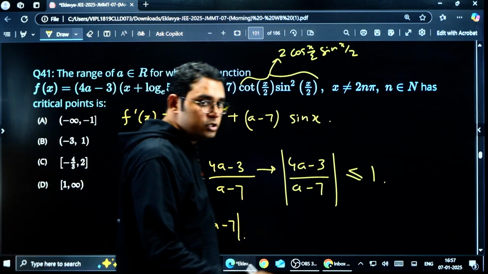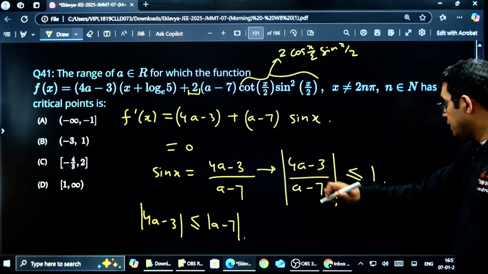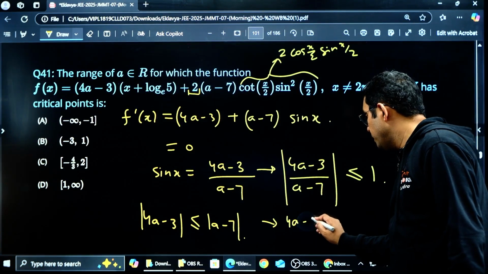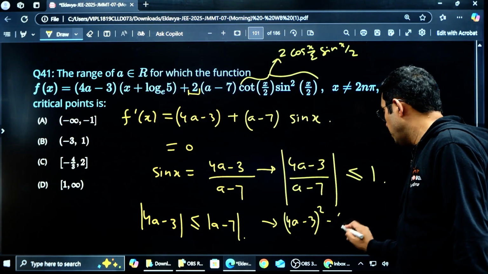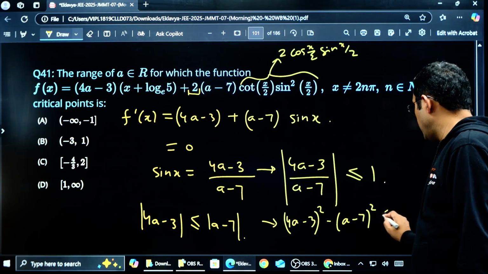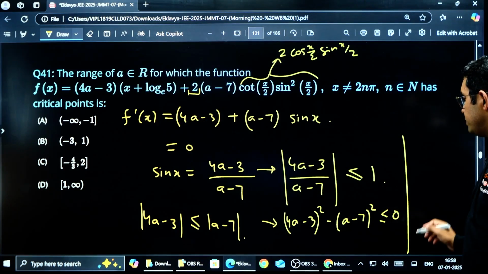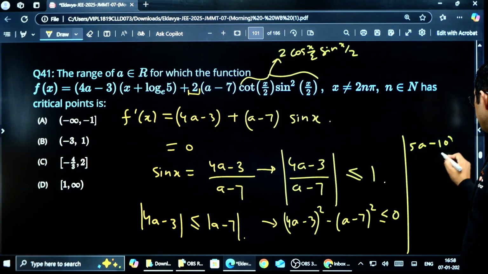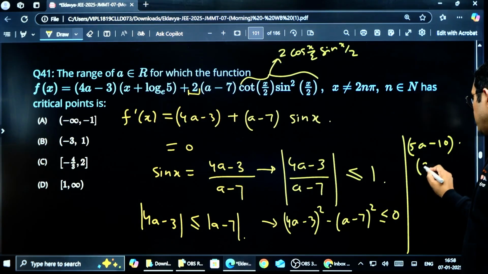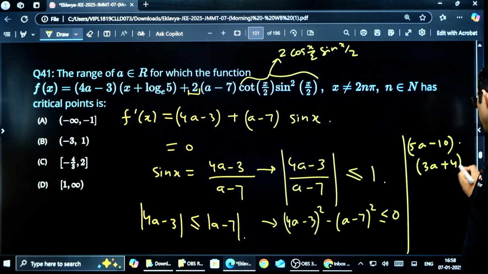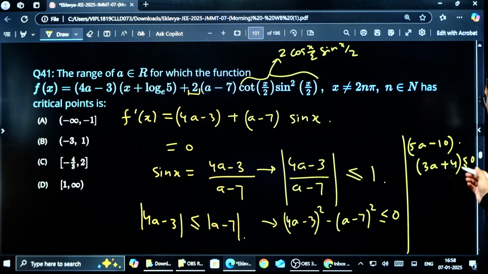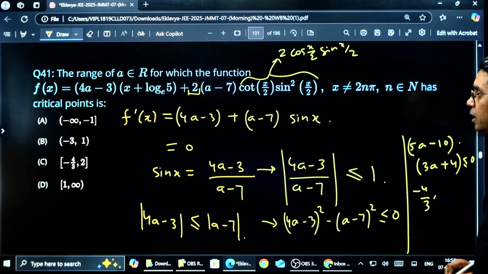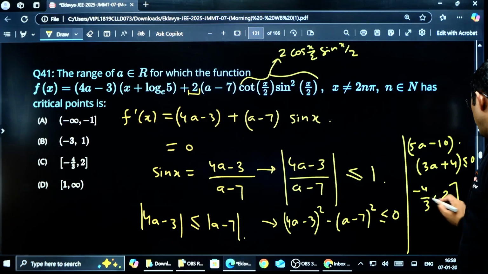You can do the squaring both sides, bring that bracket on the left hand side, it will become a square minus b square, that is 4a minus 3 whole square minus a minus 7 whole square less than or equal to 0. A plus b, if you do, I think it will be 5a minus 10 in one bracket, and 3a plus 4 in the other bracket, less than or equal to 0. So for that the solution will be, from the wavy curve method, minus 4 by 3 comma 2, closed brackets.